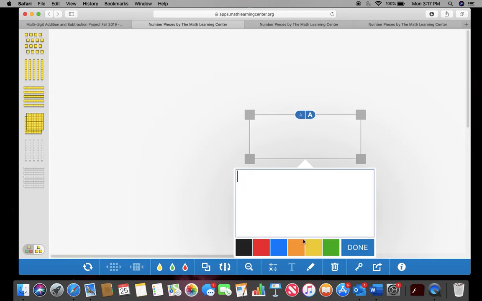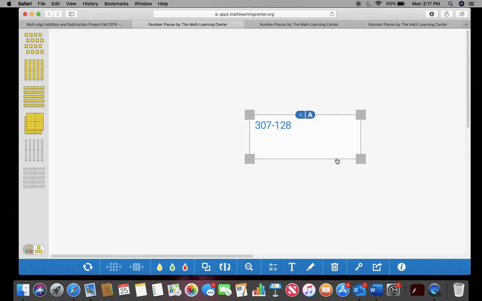I'm going to take a second just to type this over here so we don't forget it. Okay, and then I'm going to put it in this small little corner just so it's out of our way.